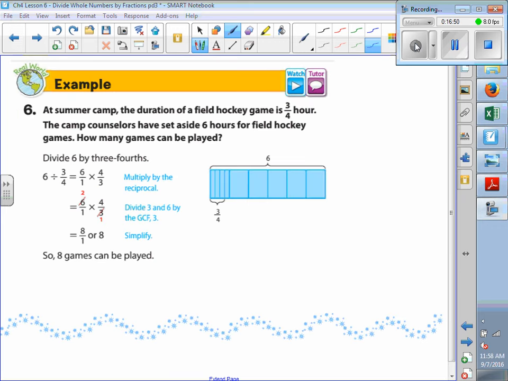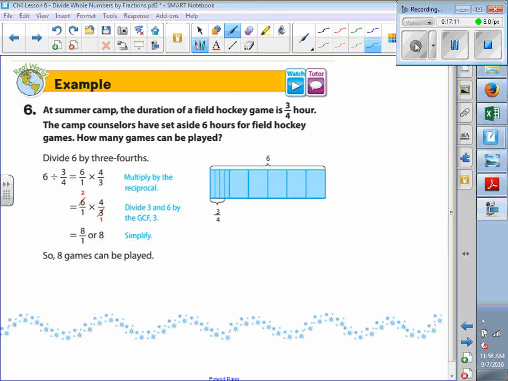All right, at summer camp, the duration of a field hockey game is 3/4 of an hour. The camp counselor has set aside 6 hours for field hockey games. How many games can be played? Well, so we have 6 hours, right? And how long does it take?